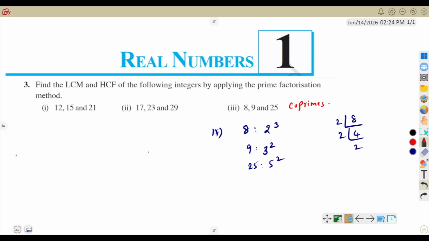If you find co-primes, then we will multiply same like prime numbers, okay? So since there are no common factors, what we do is we are going to multiply all the numbers to get the LCM. Remember, co-primes means no common factor, okay? So the HCF will be 1 because there is no common factor, and the LCM will be 8 times 9 times 25. If you do that, you get 1800, okay? This is the smartest way to do this problem.